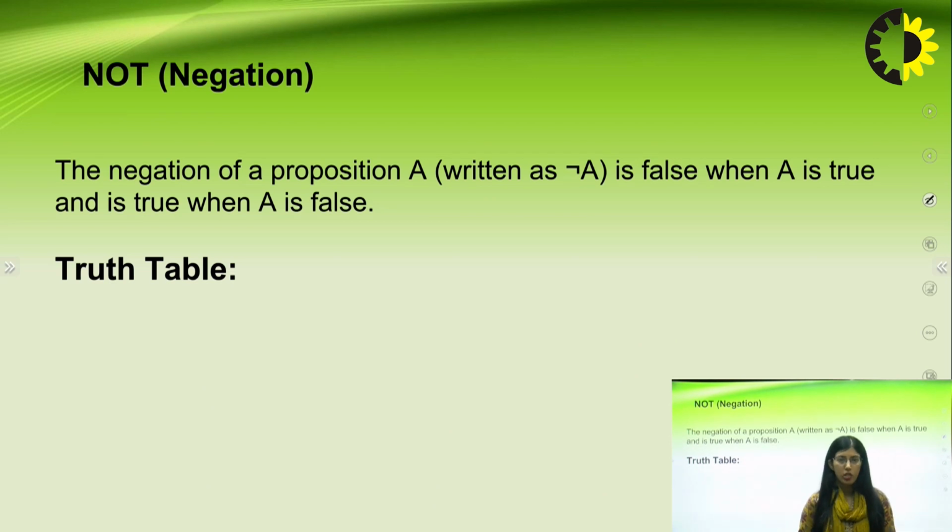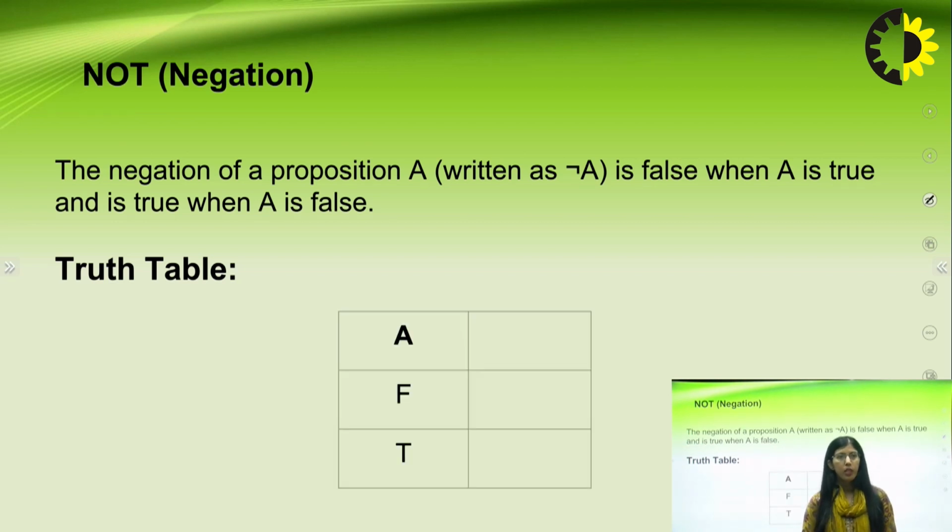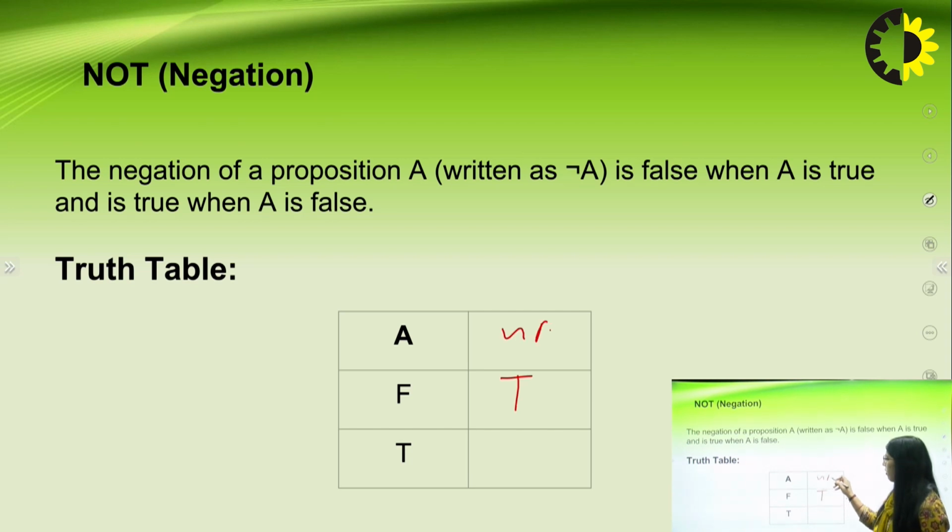Next is negation. This will simply reverse or swap the values. Basically, when a proposition is true, it results in false, and when the proposition is false, then it results in true. So if we have a proposition A here, if the value of A is false, then negation of A will result in true, and when the value is true, then it results in false.